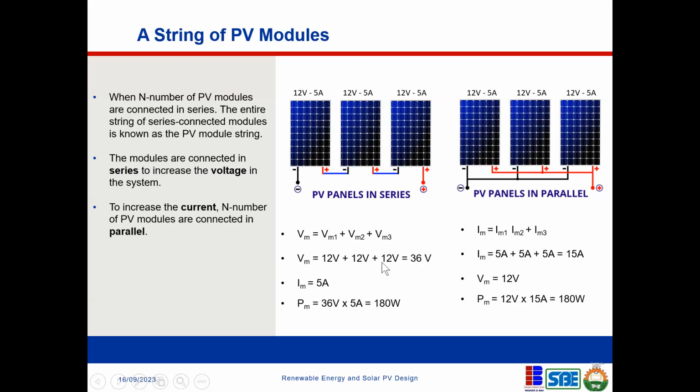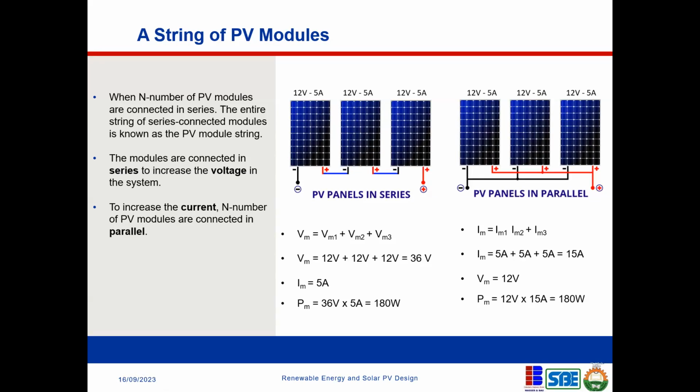And the total power output from these 2 connections is the same. This is 12 volts times 15 amps current, that is the summation of the 3 modules, which will give you 180 watts. And this is 36 volts times 5 amps current, which will give you 180 watts. So this is how PV are connected in series and parallel.